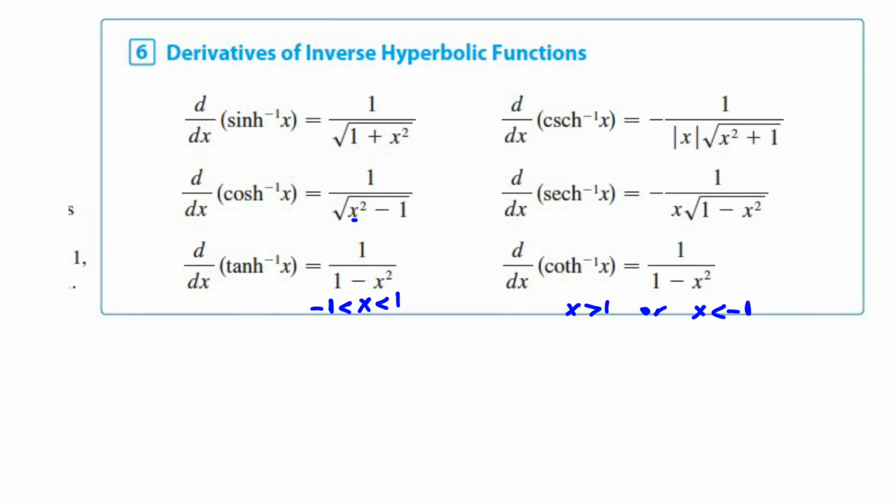Similarly, we can find the derivative of, for example, sech inverse of u, and it is minus u prime over u square root of 1 minus u^2.